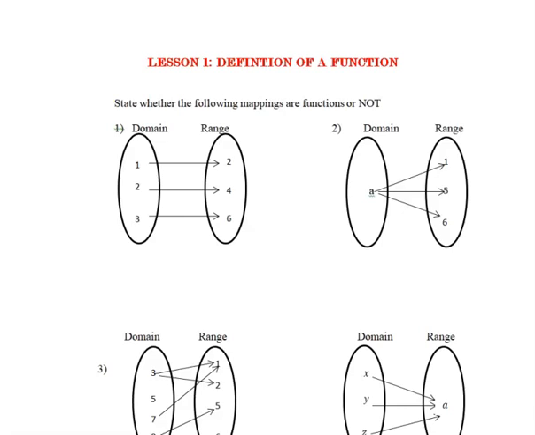So we have these examples here. Which one do we think is a function? If you have here the question 1, this is a domain, this is a one-to-one mapping. Each element, 1 is mapped to 2, 2 is mapped to 4, 3 is mapped to 6. You see, each element has exactly one image. So this is a function.